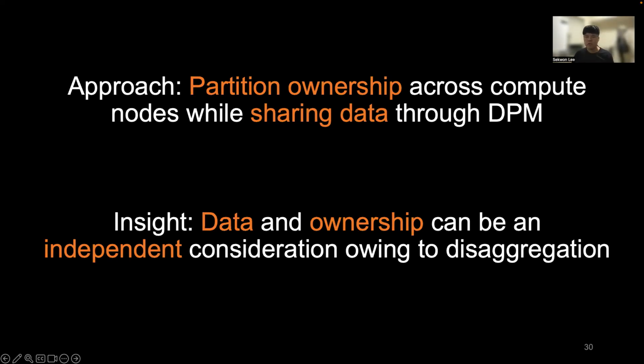Our approach is to partition ownership across compute nodes while sharing data through DPM. The insight behind this approach is that the data and ownership can be an independent consideration owing to the disaggregated architectures, so they can be separated from each other.